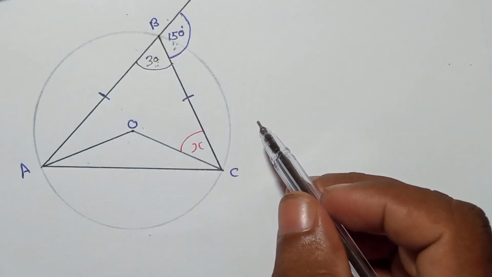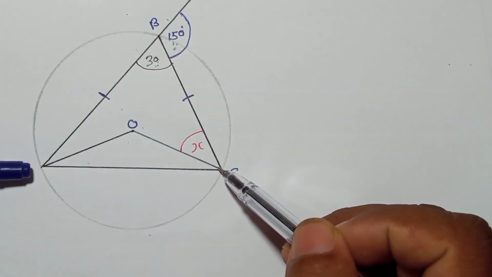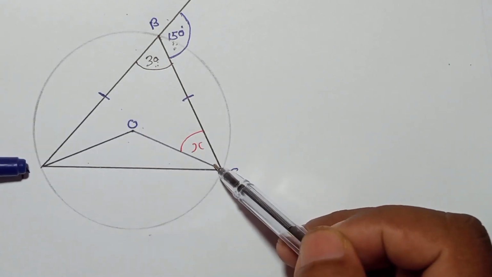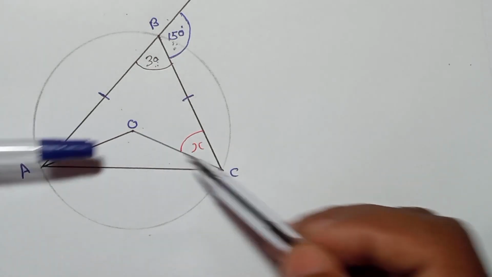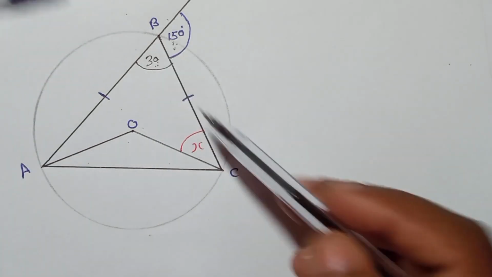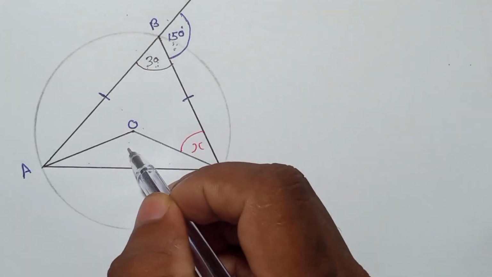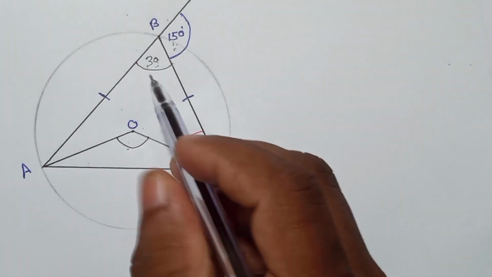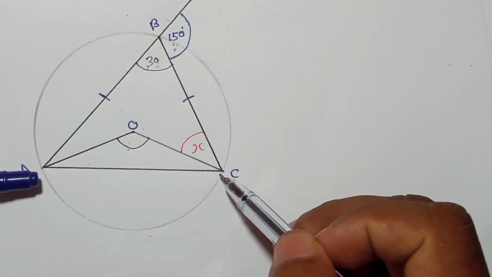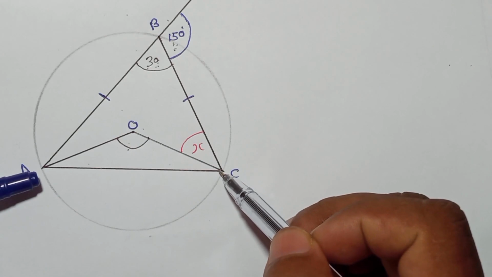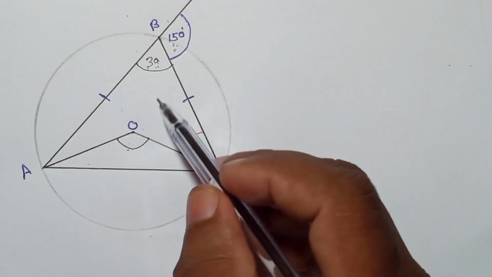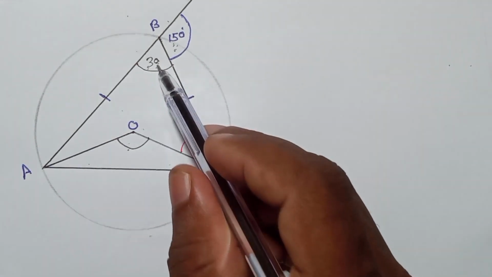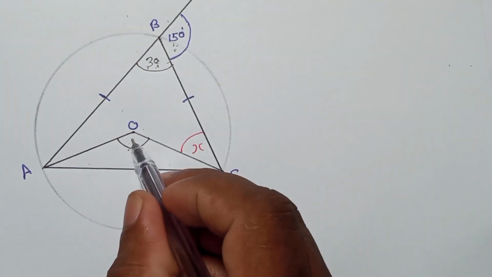And then you know this theorem: from A and C go to the center, from A and C go to the circumference. When you have a situation where from the same two points of the circumference you go to the center and also go to the circumference, then the center angle is twice this one. So if this is 30, this should be 60.